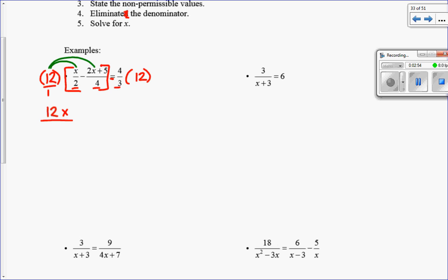So when I multiply that, that's 12x over 2 minus, and then 12 times 2x plus 5. So 12 times 2x is 24x. 12 times 5 is 60, and that's all over 4. And that's going to equal 4 times 12 is 48 over 3, because this is really 12 over 1. So 4 times 12 on the top, 3 times 1 on the bottom. Okay.